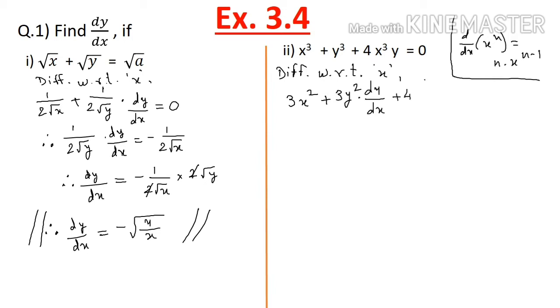Plus 4 into. Now see, we have to differentiate x cube into y. Now there are two terms, so you have to use the formula of d dx of u into v, that is u into dv by dx plus v into du by dx. So it is x cube into d dx of y plus y into d dx of x cube, is equal to. Now again the derivative of 0 will be 0.